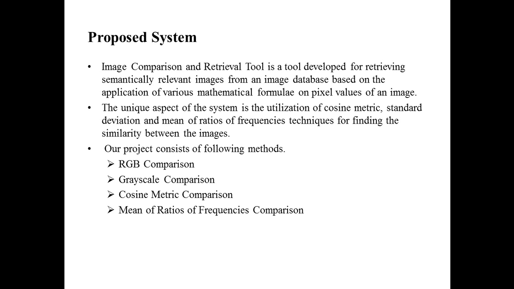The proposed system consists of a tool which is used for retrieving semantically relevant images from an image database based on the application of various mathematical formulae on pixel values of an image. The unique aspect of our system is the utilization of cosine metric, standard deviation and mean of ratios of frequencies techniques for finding the similarity between the images. Our project consists of the following methods: RGB comparison, grayscale comparison, cosine metric comparison, mean of ratios of frequencies comparison, etc.